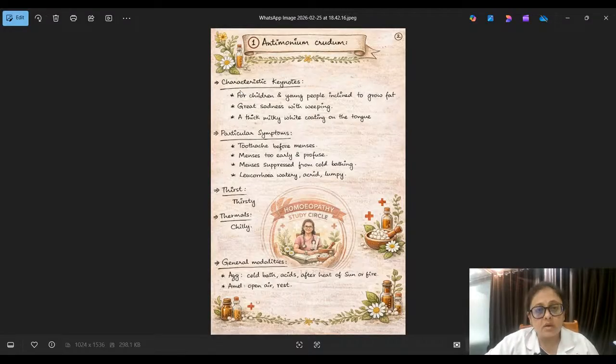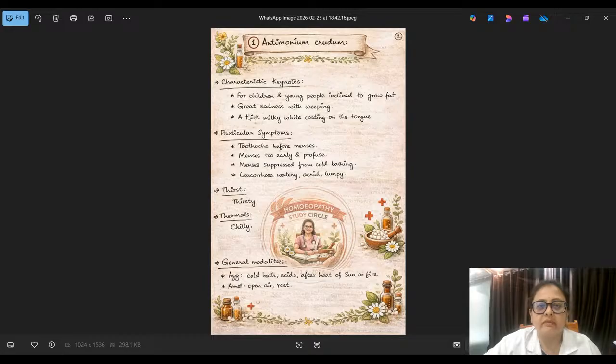The source books I have used are Kent's Repertory, of course, Boericke's Materia Medica, and Allen's Keynotes. That's all. No other book I have referred. These are the 3 source books which I have referred to build this therapeutics. This is a compilation. Nothing is in my own words; it is from the source books. So, characteristic keynotes for Antim crude.